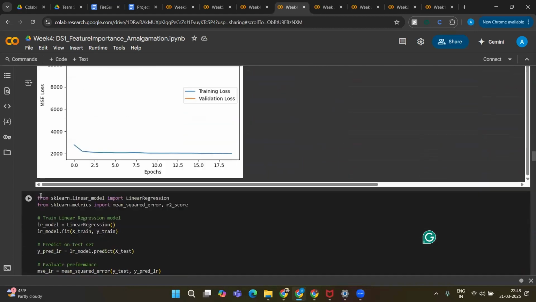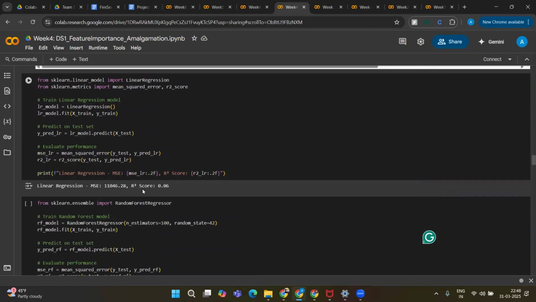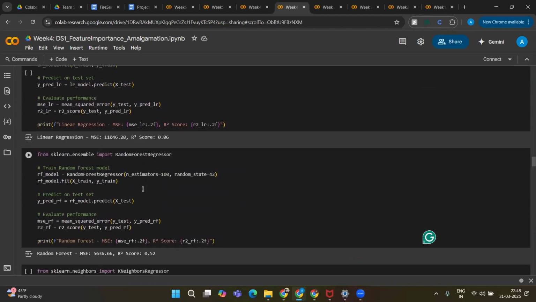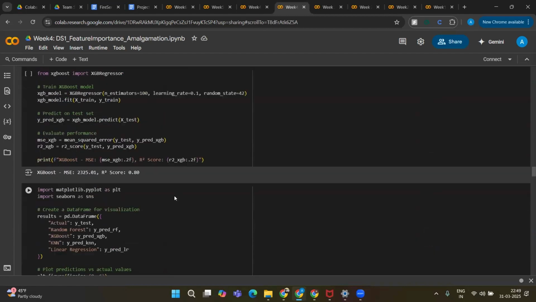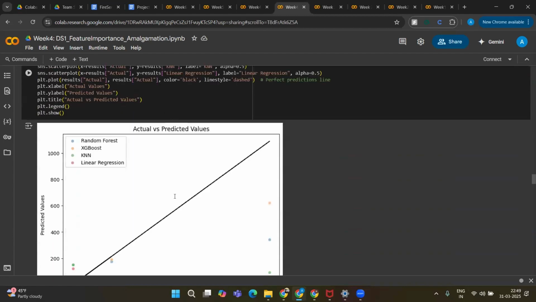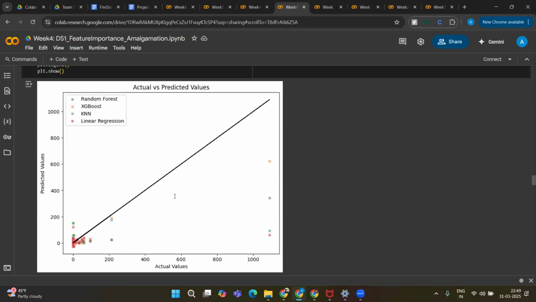And then we have taken the linear regression and trained and predicted on the testing dataset. We got some values, and we did random forest as well, KNN as well, XGBoost as well. And then we plotted the data here, and then we have plotted the distribution of models in the next cell.